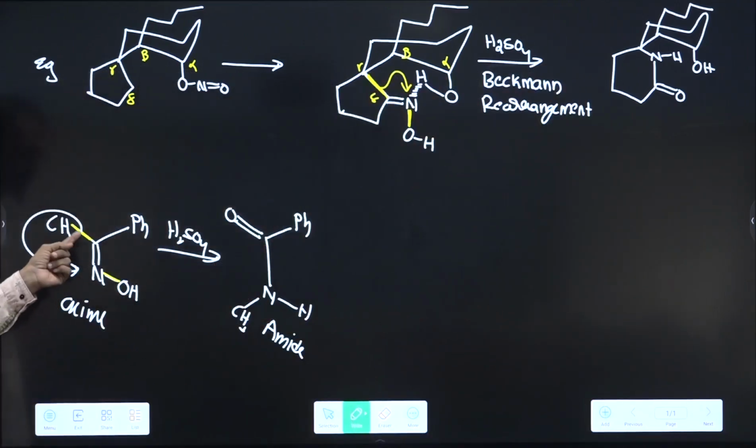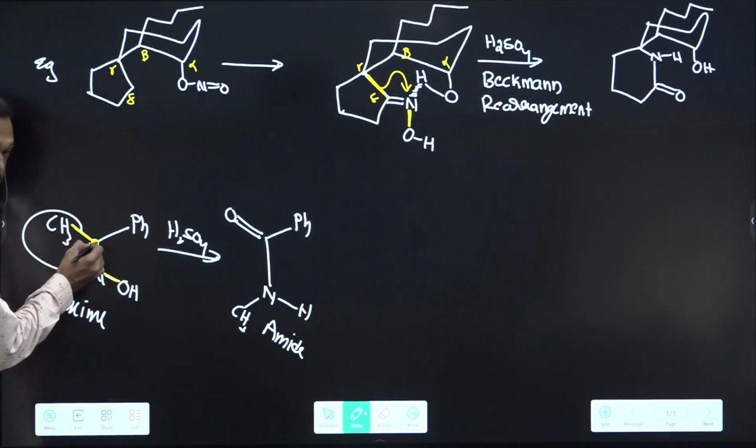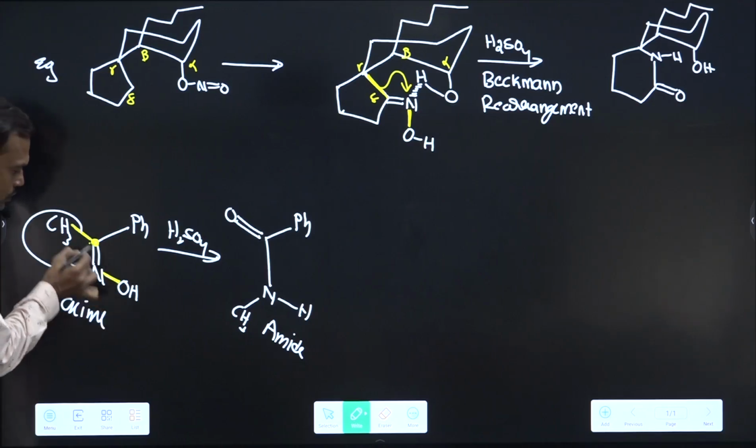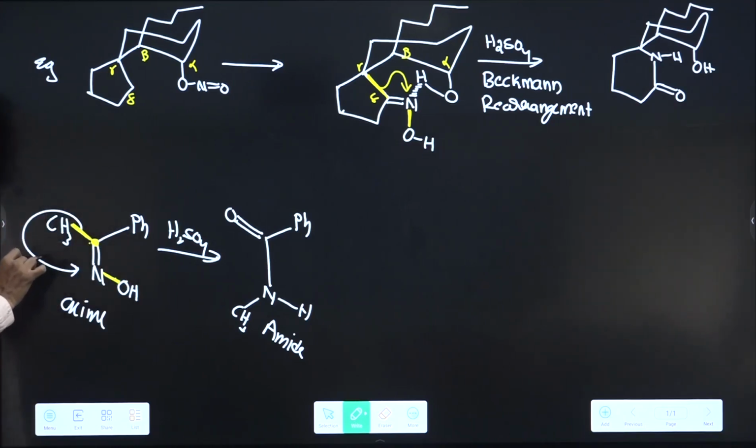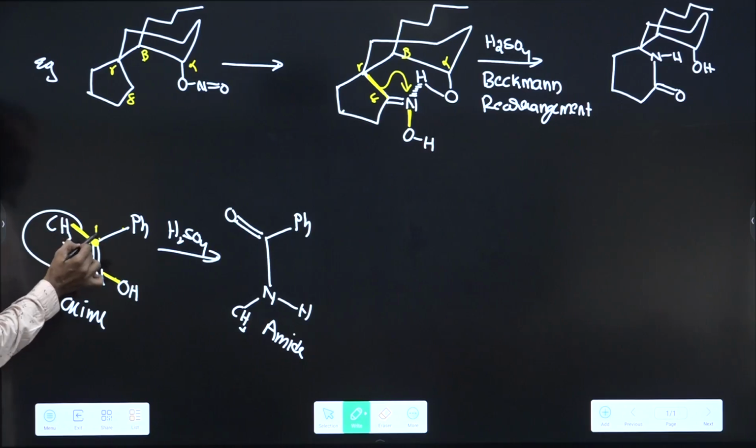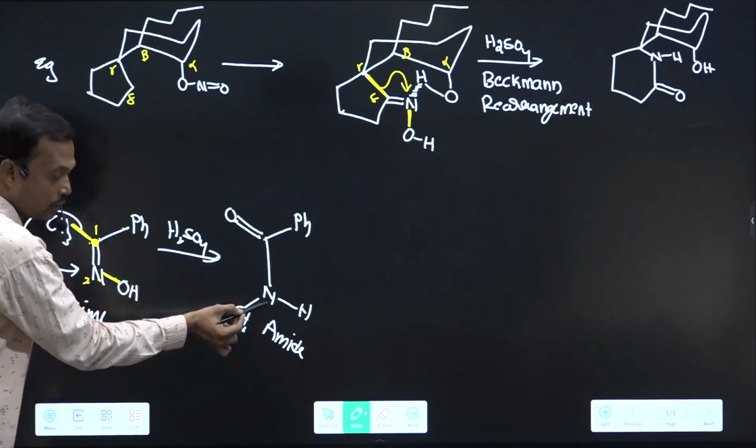See, whichever group is migrating to nitrogen, that is exactly the one that breaks from here. This hydroxy and the migrating group are both opposite to each other. Suppose if I write this hydroxy on the left side, at that time phenyl is the migrating group. You need to migrate phenyl from carbon to nitrogen. Now which group am I migrating? Methyl I am migrating. Methyl I am migrating from carbon to nitrogen. Break this methyl and migrate on nitrogen. So I migrated on nitrogen.